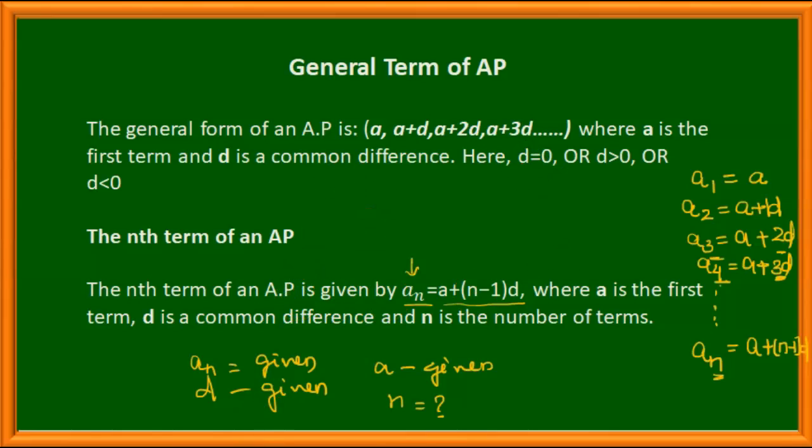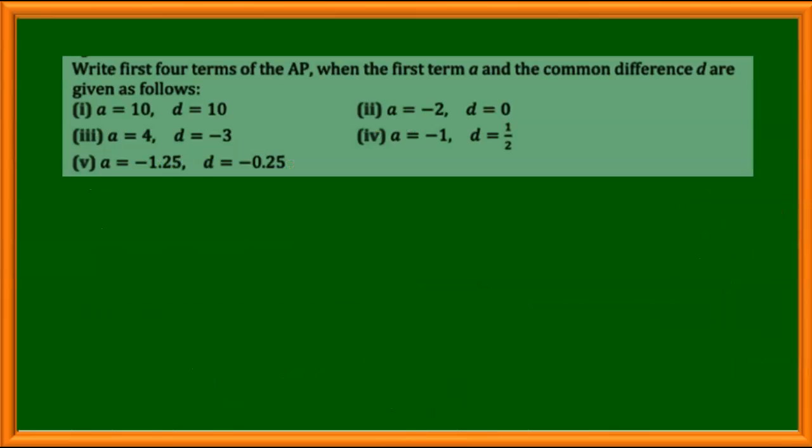Understood? So let's take some examples and then go ahead. Here it's given, find the first four terms of the AP when the first term a and the common difference d are given below. So the first one is very simple, a and d are given as 10 each. I'm going to do the second one, then the third one and this last fifth one. All others you can try.